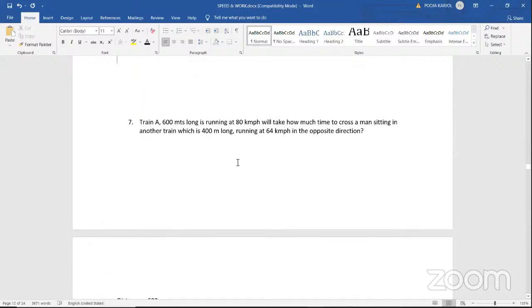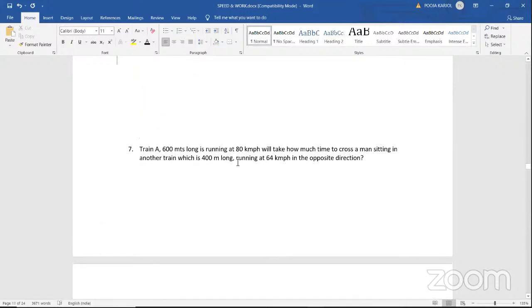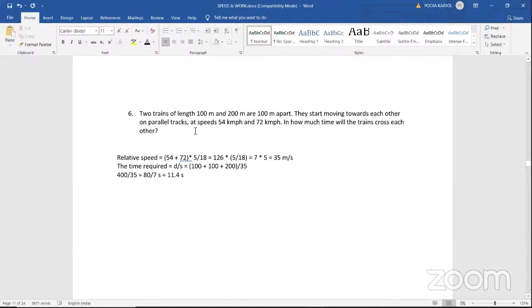How will you calculate the time, the formula, if they're parallel? They're on parallel tracks. They can't be on the same track, they'll crash. Yes, ma'am. But how will it affect the time? 11.4 will be there if they are not 100 meters apart, like 50 meters apart, and in 11.4 seconds they'll cross each other.